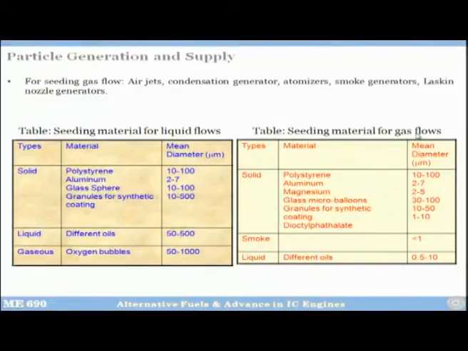If it comes to gaseous flows, which we are interested in for IC engine applications, you can actually put solids. Now, this is for gas flows, not necessarily engine flows. Polystyrene you can put for gas flows, aluminum dust you can put, but not in engines. Because an engine is a working machine with very small tolerances, if you put aluminum dust, it is going to spoil the engine. Magnesium powder also you can use, glass micro balloons you can use, granules for synthetic coating you can use, diethyl phthalate you can also use. But none of this is actually used in engines.